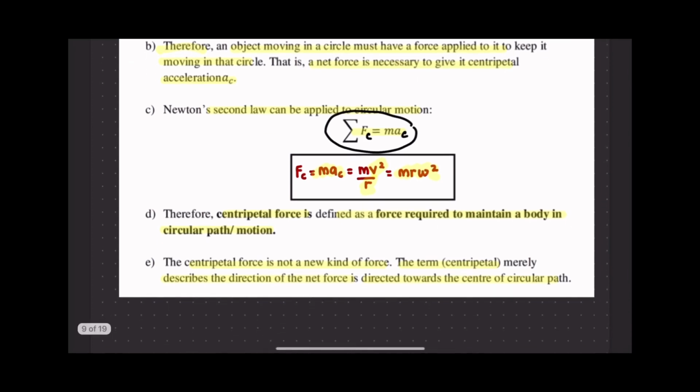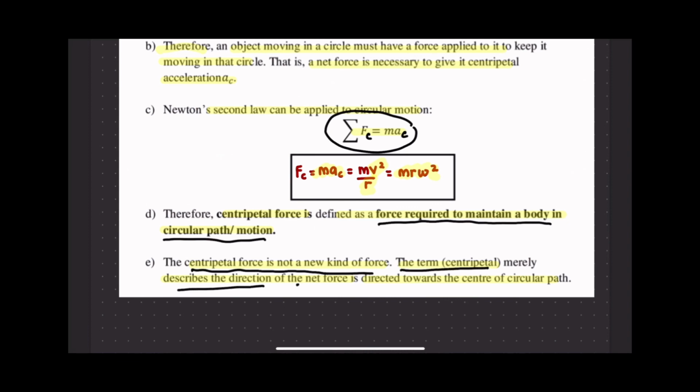So therefore, the centripetal force is defined as the force required to maintain a body in a circular path or motion lah. Jadi mesti wujud centripetal force. Kalau tak, body takkan bergerak dalam membulat. Then the centripetal force is not a new kind of force. The term centripetal merely describes that the direction of the net force is directed towards the center of circular path. Okay, maksudnya dia adalah center of the rotation. So we call it as centripetal force.